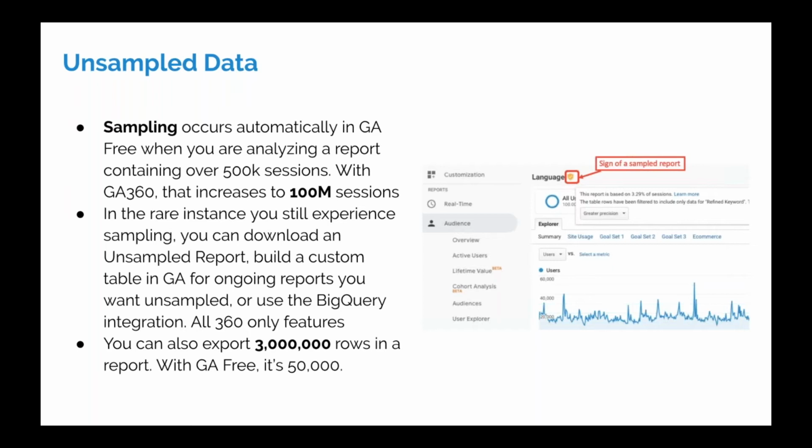And then as far as data sampling and data size, with 360, you can export up to 3 million rows into a report, which is a stark contrast with the free version, which is 50,000. So now that you know what that check mark looks like, I would encourage you all to log into your analytics platform, maybe look at some of your common reports, maybe look at what the common date range comparisons you look at, and see if you're seeing that check box as a green check mark, meaning no sampling, or that yellow-orange check mark, meaning you are experiencing sampling.